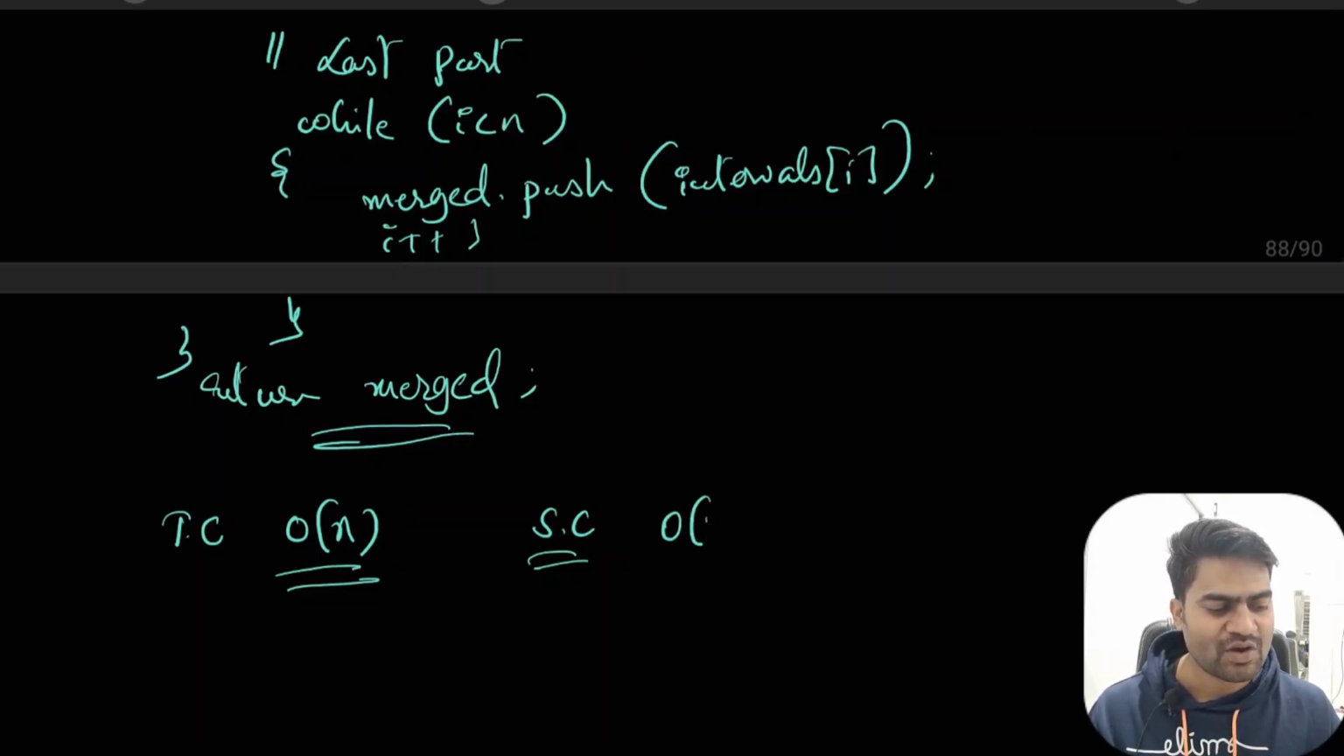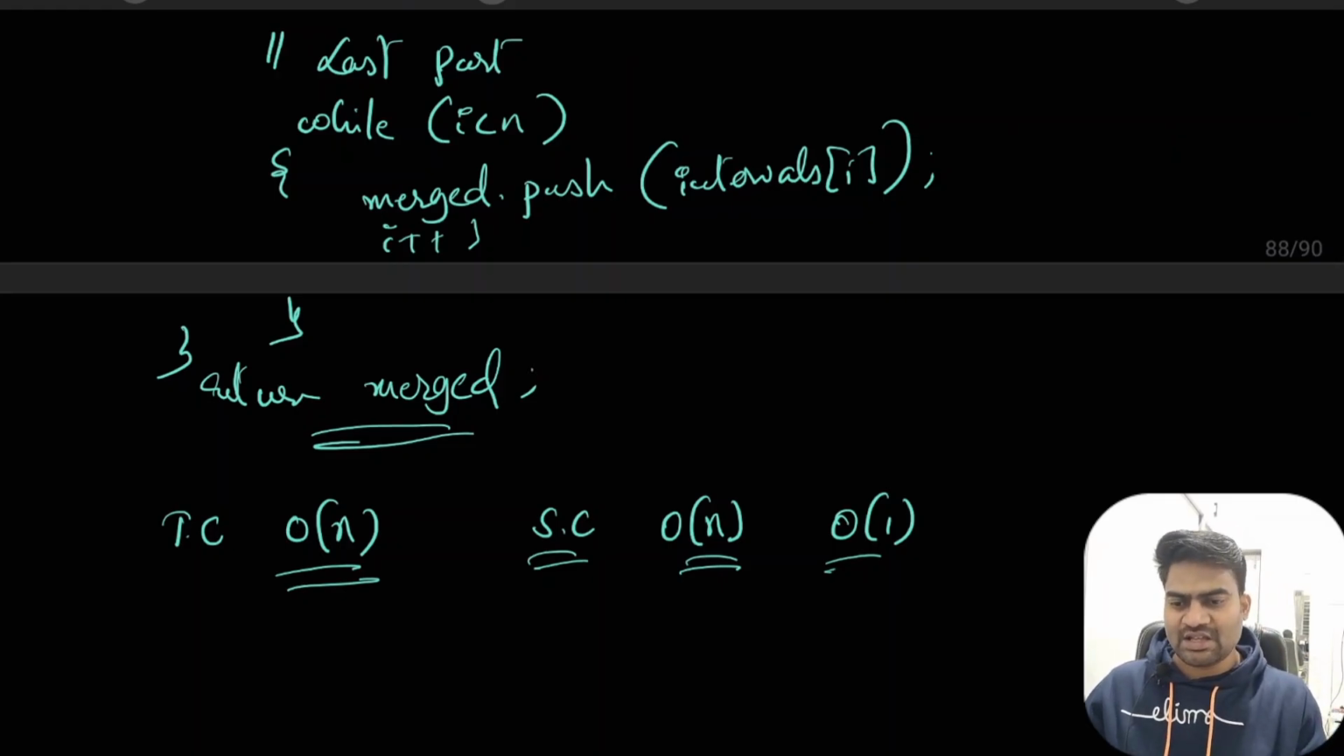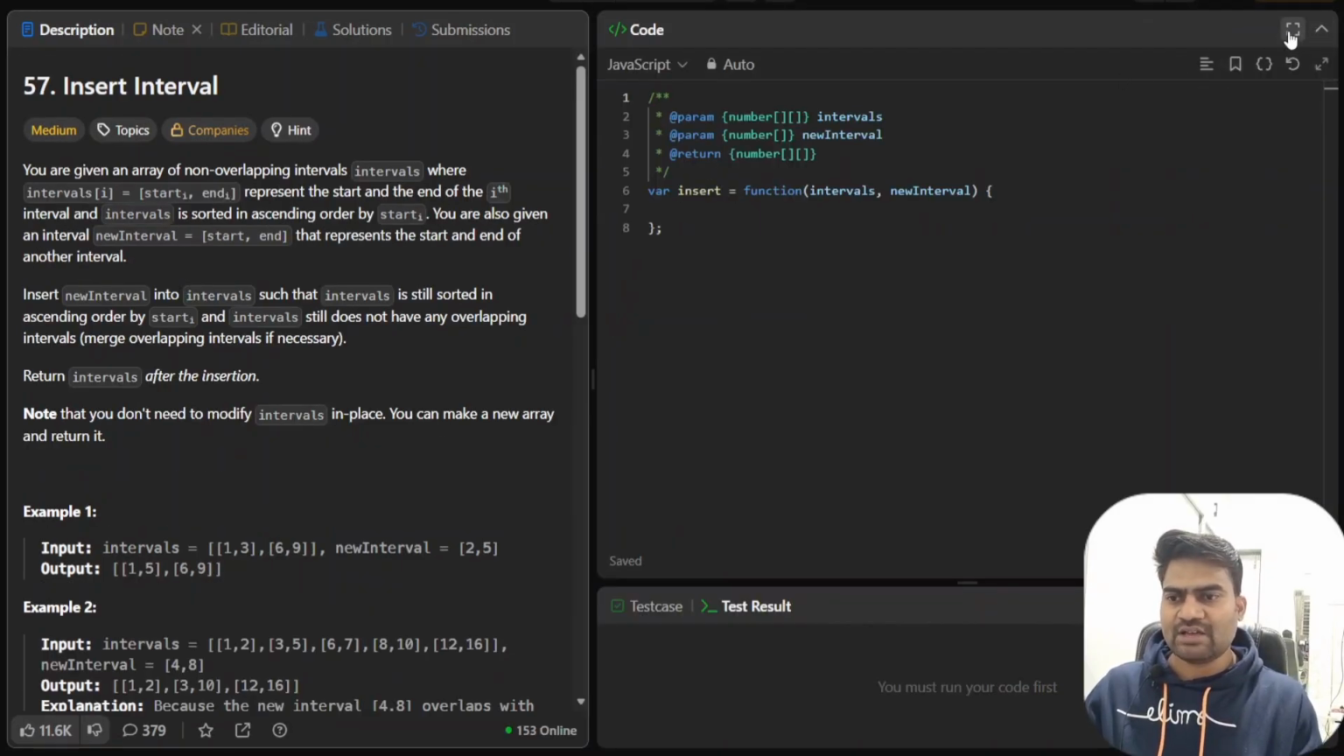So you can say O of n, or you can also say O of 1 because this O of n is used to store the answer. Okay, with that, let us switch to the LeetCode and execute this one. So I will minimize this, I will maximize.